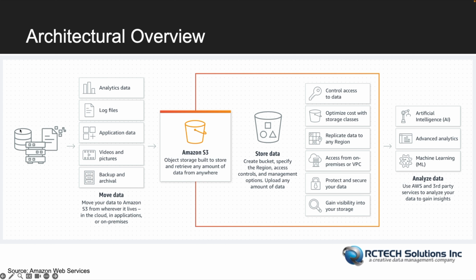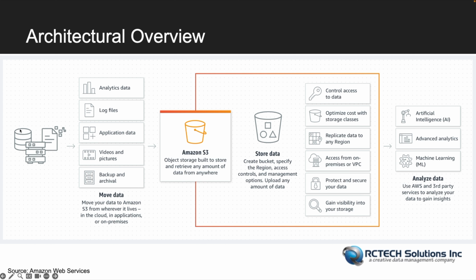These features are control access to the data, optimize the cost with storage classes, replicate data to any region, access from on-premise or VPC, protect and secure the data, gain visibility into the storage. So these are all the different areas and different capabilities when you put the data in Amazon S3.